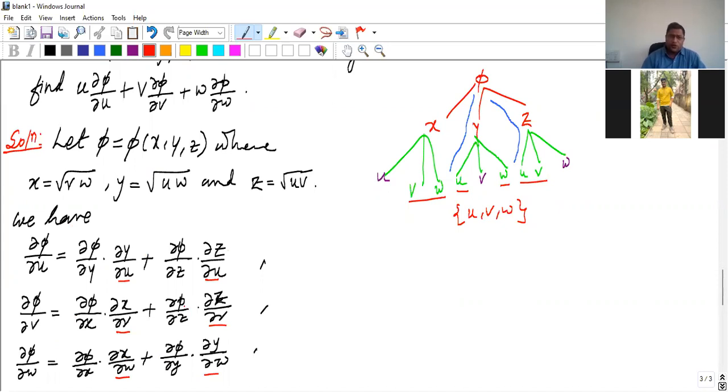Okay, so let us try to find these derivatives. The derivative of x with respect to v and w, the derivative of y with respect to u and w, the derivative of z with respect to u and v. Now you can see all are square roots. So when I find the derivative with respect to v, w is treated as a constant. When I find the derivative with respect to u, here w is going to be treated as a constant, and like that. Now, what is the derivative of root x?